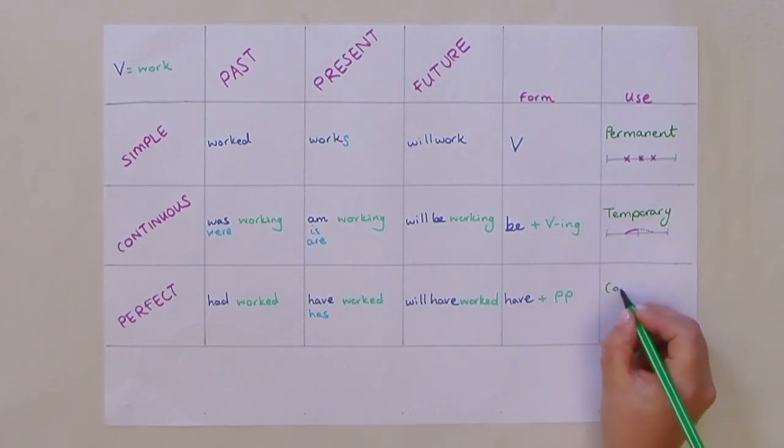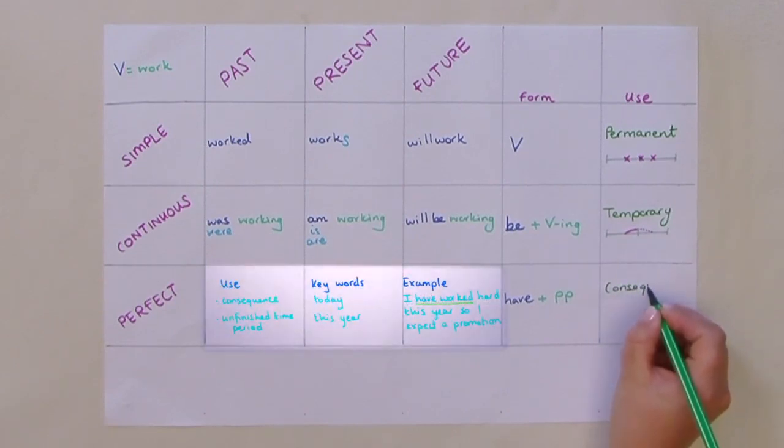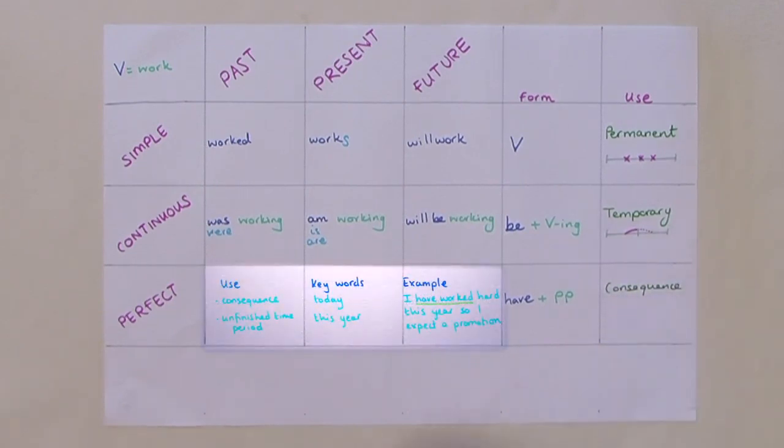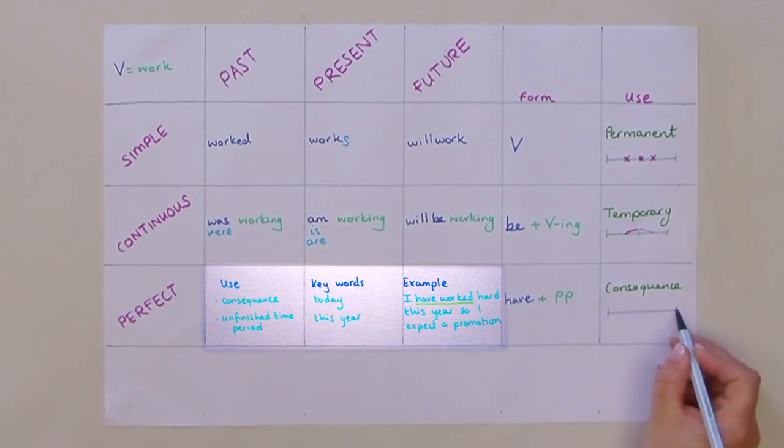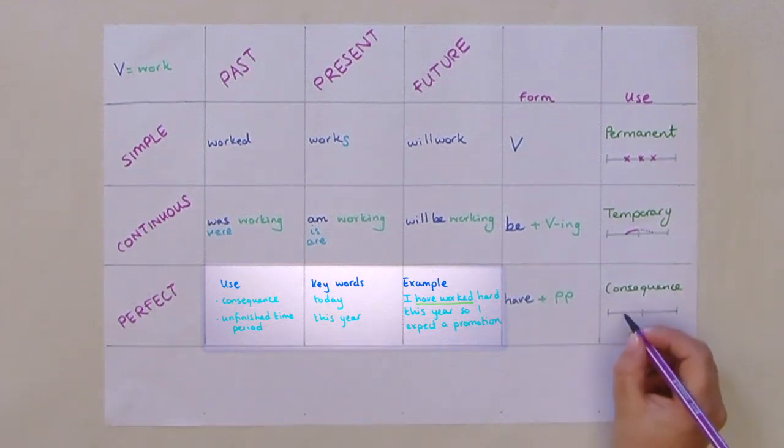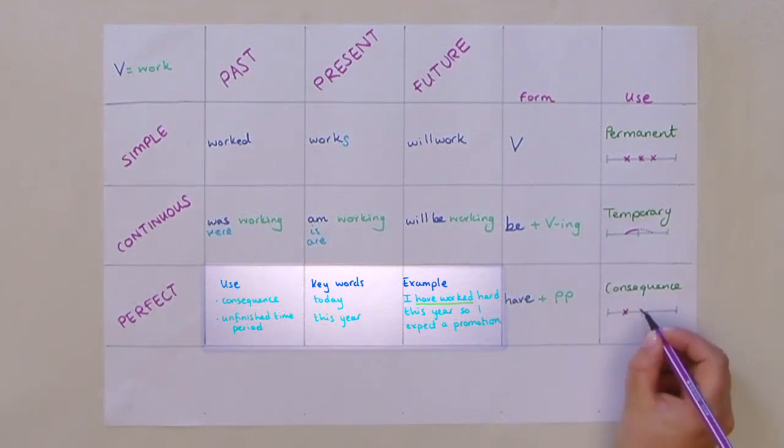The perfect structures are used if there is a consequence or the time period is unfinished. We use keywords like today, this year. For example, I have worked hard this year, so I expect a promotion.